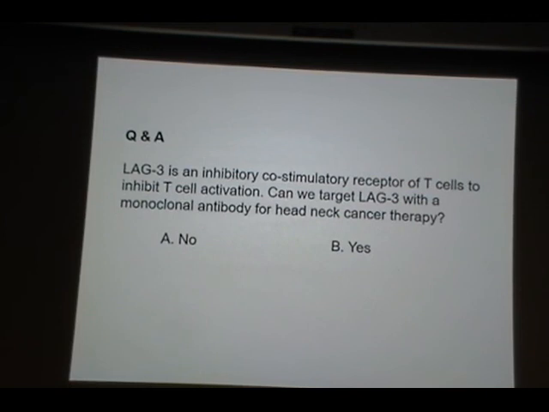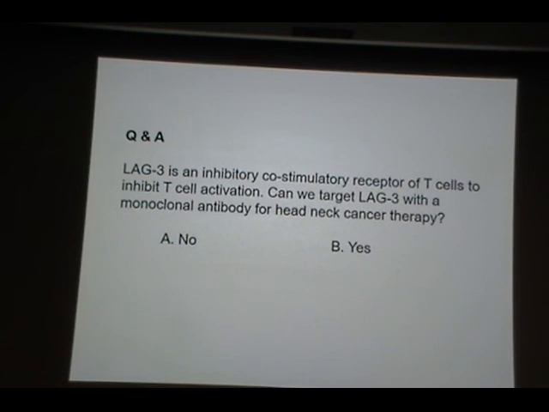LAG3 is inhibitory. In other words, it will inactivate T cells. And for cancer immunotherapy, we want to activate the T cells. So if you have a monoclonal antibody against LAG3, you can make those T cells go from an exhausted, inactive form to an active form, so they can mount an immune attack on cancer cells. Right? So the answer is yes.